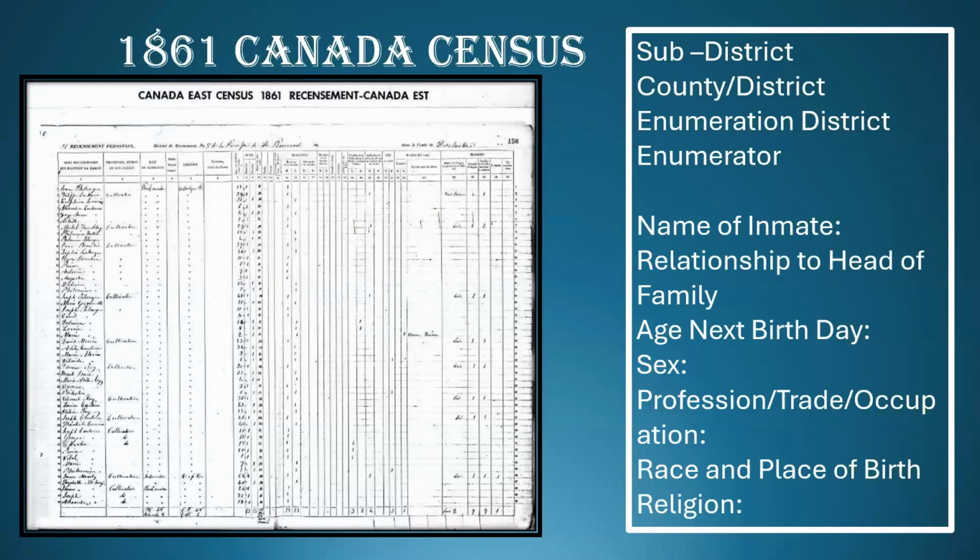It lists everyone in a household by name with the age, the birthplace, religion, and occupation. For those with farming roots, it includes agricultural schedules showing land, crops, and livestock, filling the gap between the early regional counts and the 1871 national census. It captures family just before Confederation and that westward expansion.